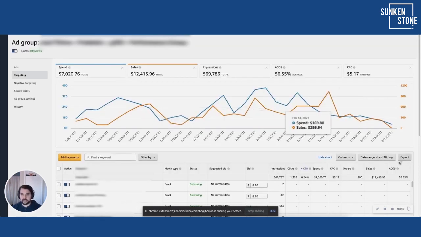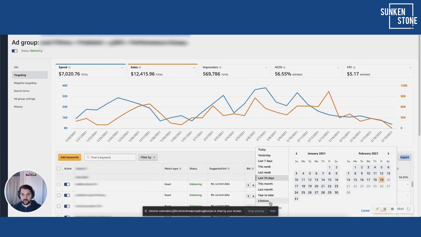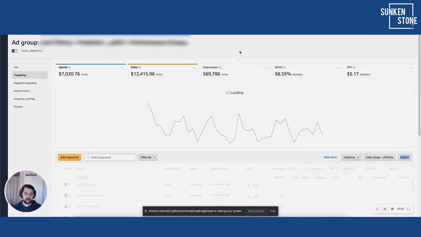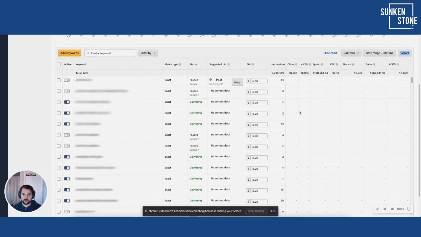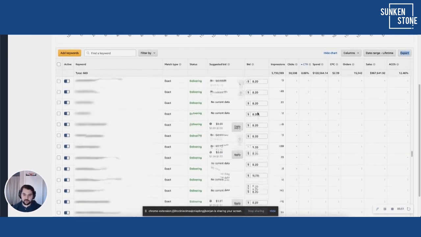The other thing you can do, this is 30 days. You can just switch it to lifetime. Same thing I was doing before, I'm just switching between 30 days and lifetime. It's a good way to see the full picture of your data, generally what's happening.